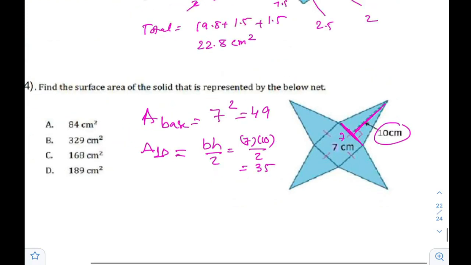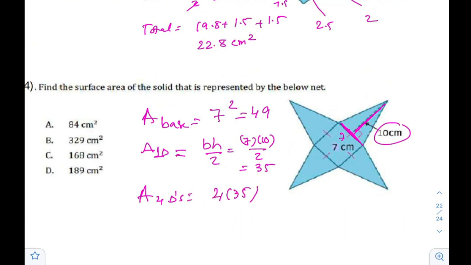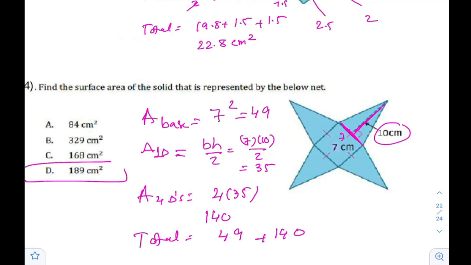So it's 7 times 10 over 2, which is 35. How many triangles we have? 4. So area of 4 triangles is 4 times 35, which is 140. And then we will find that total area. Total area will be the 49 plus the 140, which is 189 centimeter square.